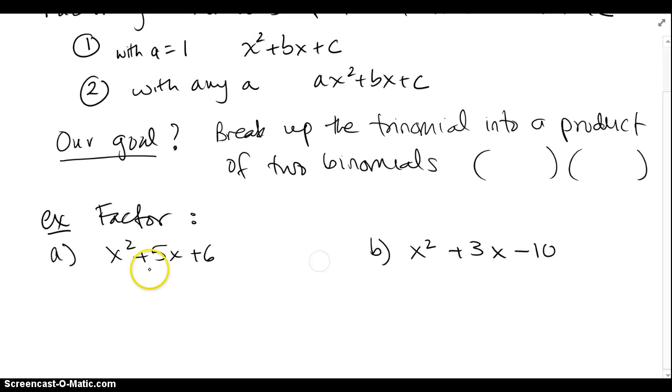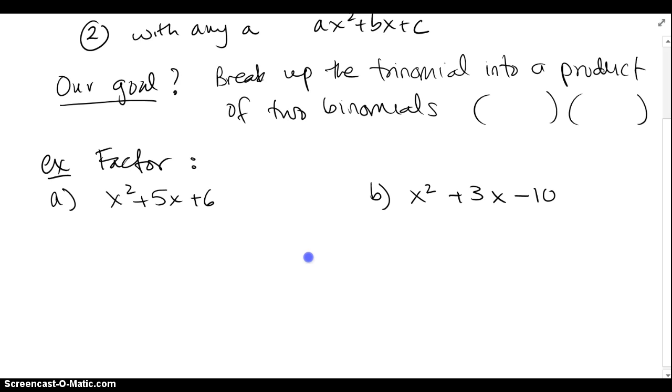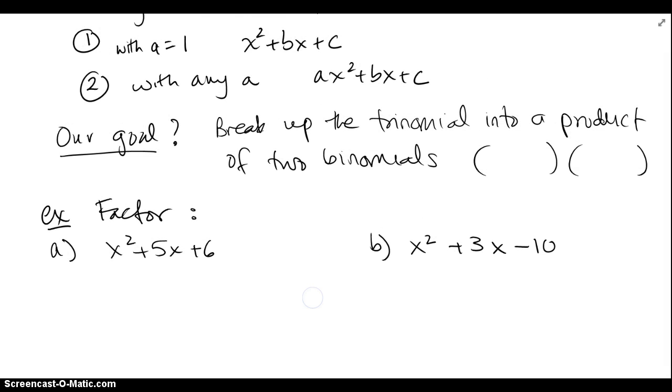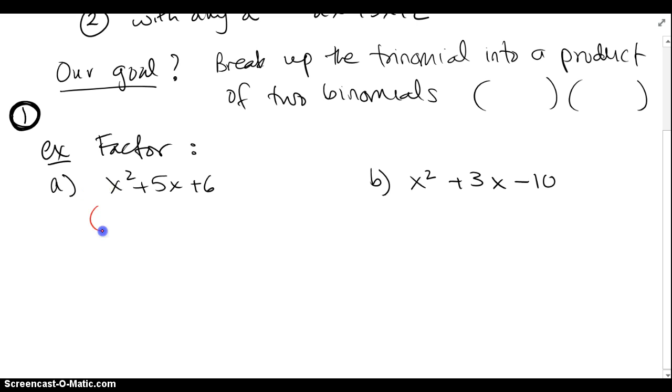We're going to factor these two starting with a leading coefficient 1. So these are examples of case 1 basically. So let's say that's type 1 we're focusing on. Now again, my goal is to break this up into two binomials multiplied to give me this original trinomial. So I have to think of two things that multiply to give me x squared. Well, I'll always put x and x for those.